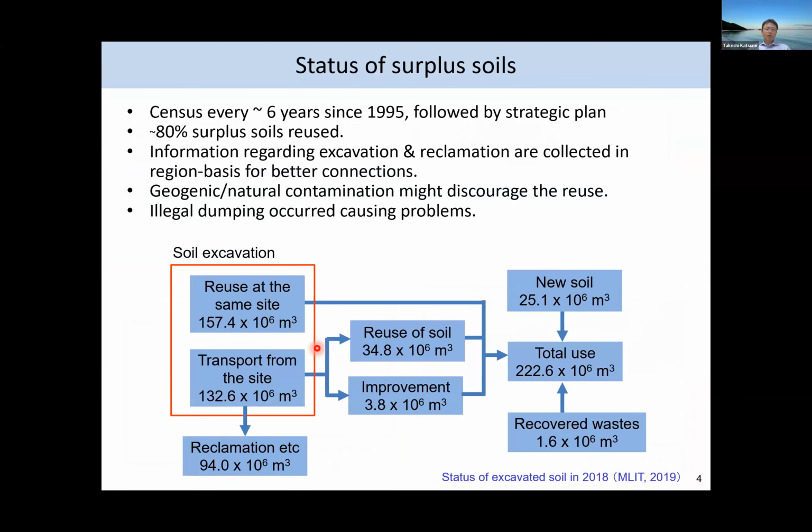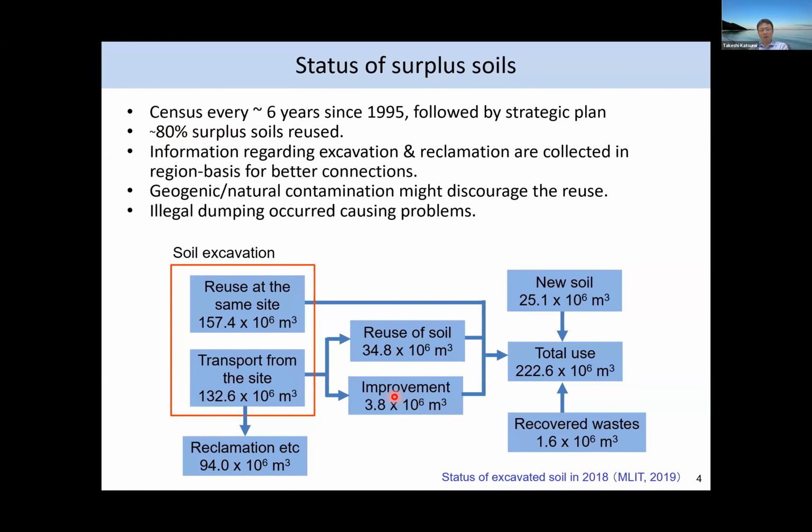In the country, our national government has collected the statistics almost every 6 years since 1996, followed by the strategic plan decided by the government. And according to this census, which was collected in 2018, 80% of the surplus excavated soils are used at either the same construction site or a different construction site after transportation and sometimes improvement.